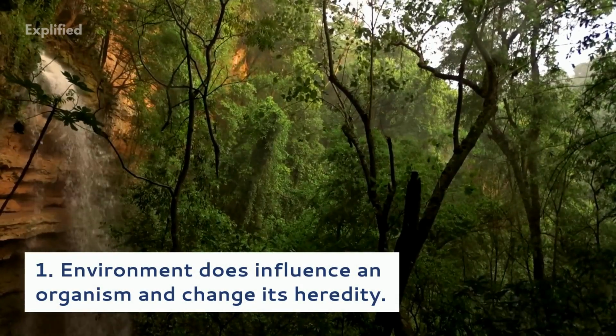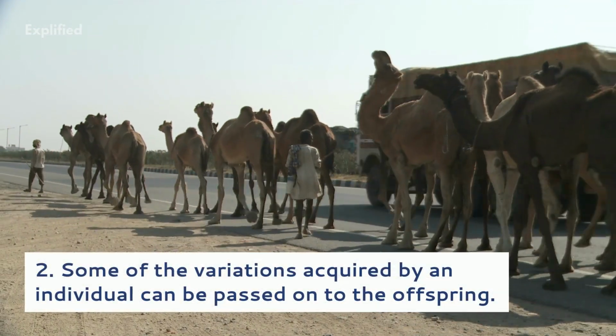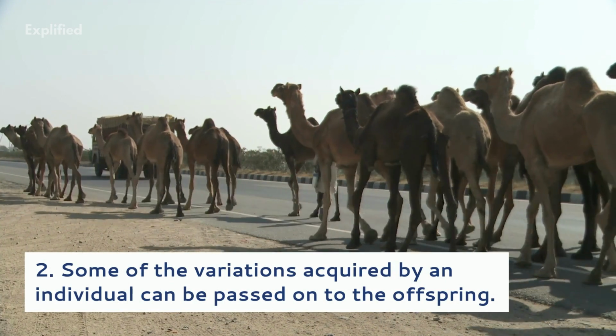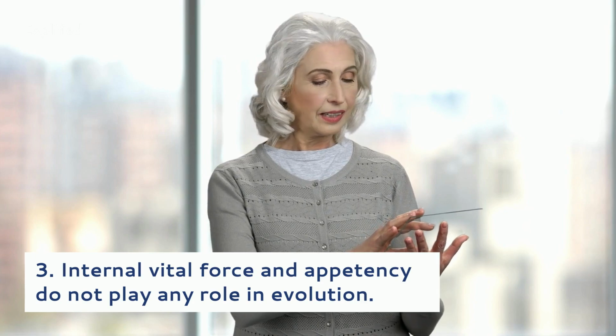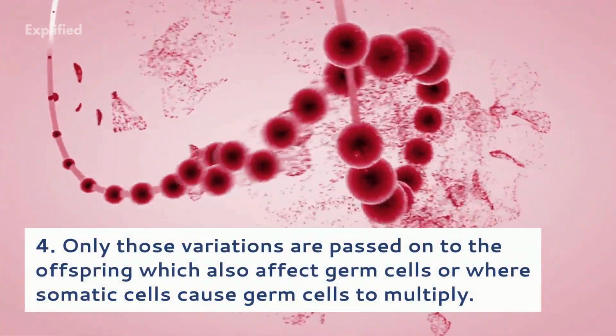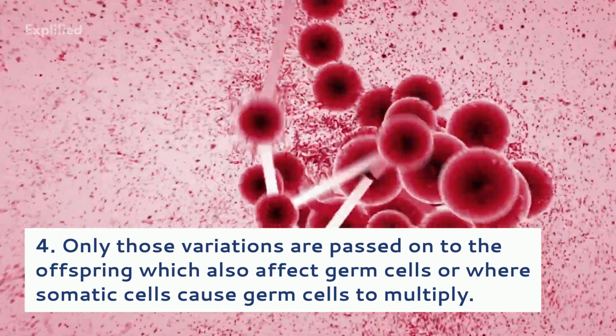So, a modified version of the theory was formulated, which is called neo-Lamarckism. Neo-Lamarckism proposes that environment does influence an organism and change its heredity. At least some of the variations acquired by an individual can be passed on to the offspring. Internal vital force and appetency do not play any role in evolution. Only those variations are passed on to the offspring which also affect germ cells, or where somatic cells cause germ cells to multiply. Evidences in favor of the inheritance of acquired characters support neo-Lamarckism.